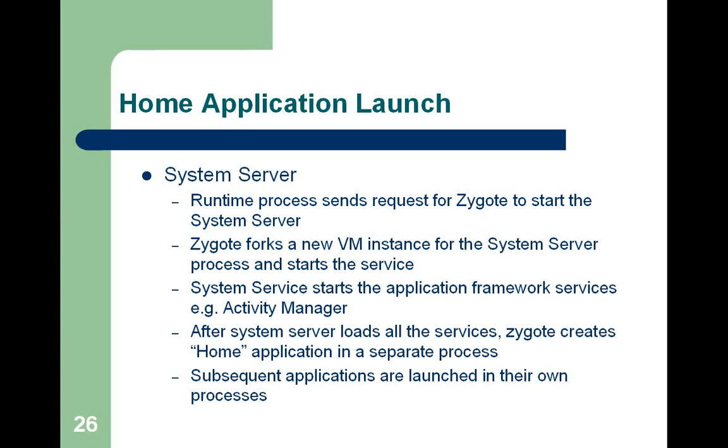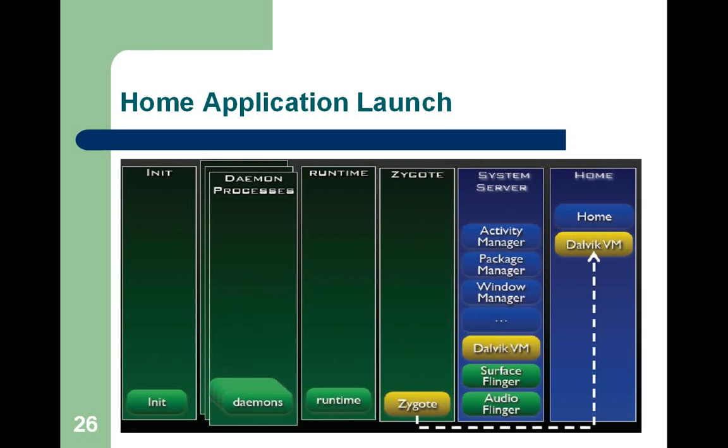Okay, fine. So after the system server loads all the services, Zygote creates the home application in a separate process, and subsequent applications are launched in their own process. So we will now understand this in the next diagram, which tells how this is really happening.